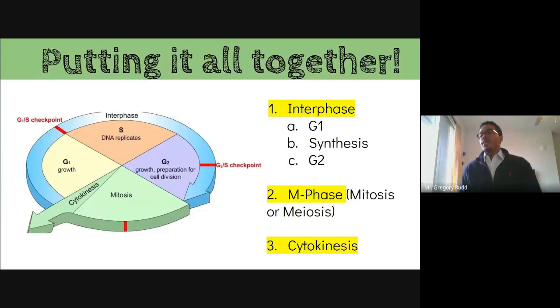Okay. When we put it all together, we've got an entire cycle. And we call it a cycle again because once a cell goes through cytokinesis and now we've got two new cells, each of those cells will begin their own process of G1.